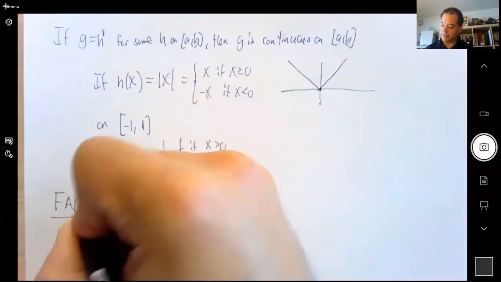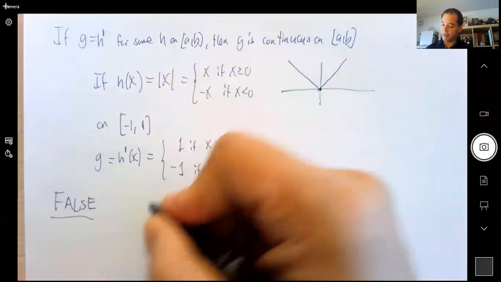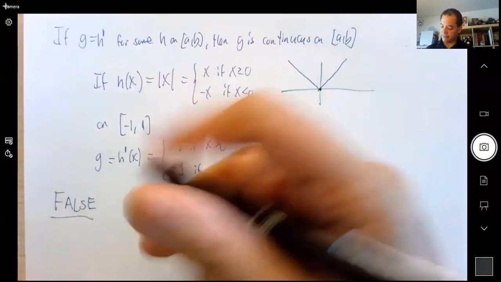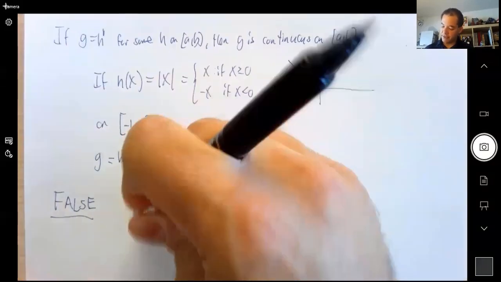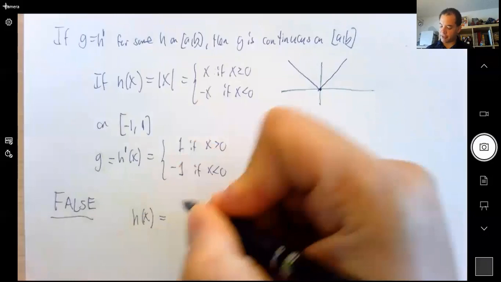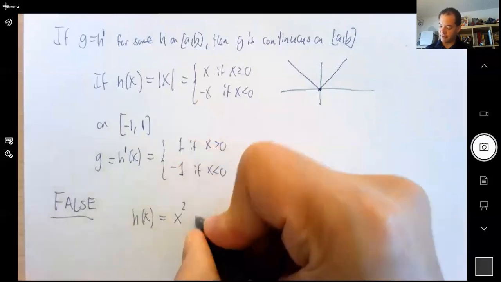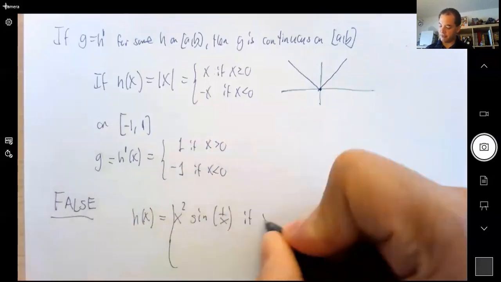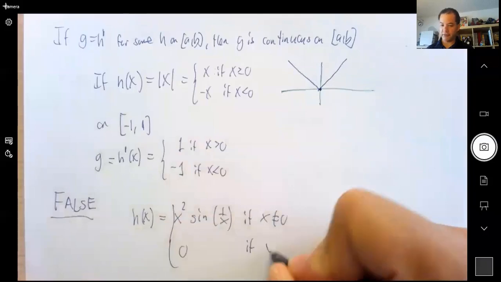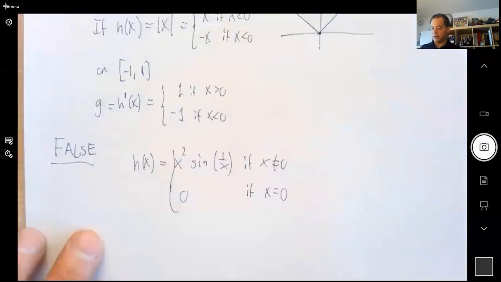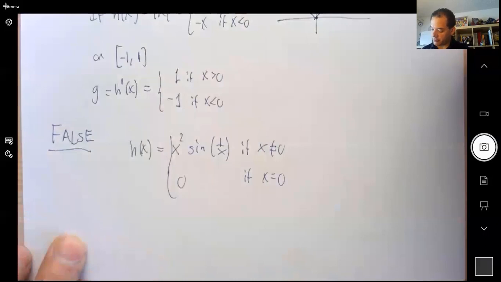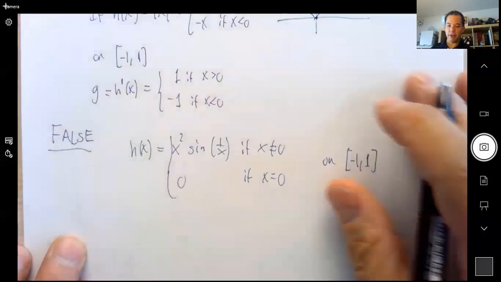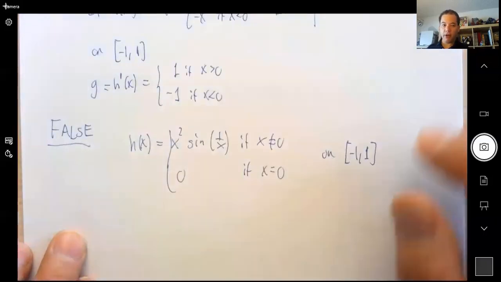The example is, I think, let's see, what was it? It was g, so I'm going to start with h. So h, I think the one that works is x squared sine of 1 over x if x is not 0, 0 if x is 0, right? And how do we show this is differentiable on the interval -1, 1? That really doesn't matter. Any interval that includes 0. Why does this one work?